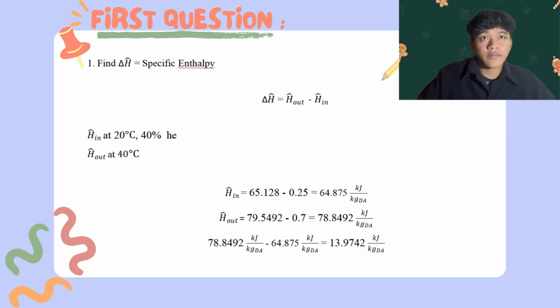After that, we got the specific enthalpy H in from the enthalpy curve, and then for H out, we do the same thing, and then H out minus H in equals the specific enthalpy.